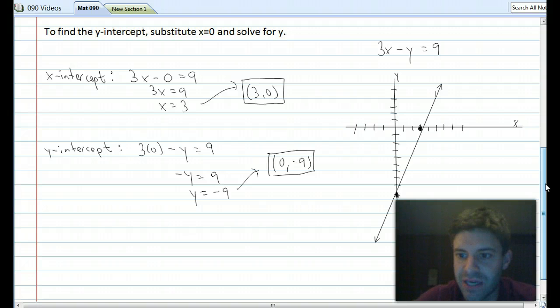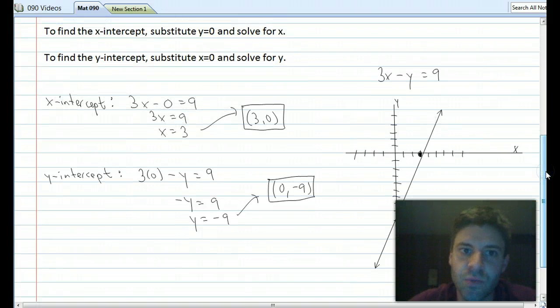This is a pretty simple process. To find the x-intercept, you always substitute in y equals 0 and solve for x. And to find the y-intercept, you always substitute in x equals 0 and solve for y. It's a pretty simple process, so I'm going to leave it at that, and we're going to move on and talk about horizontal and vertical lines.